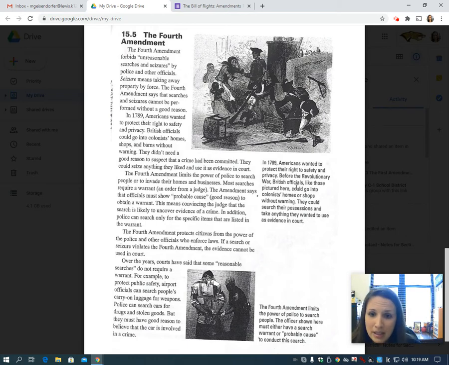It says the Fourth Amendment limits the power of the police to search people or to invade their homes and businesses. Most searches require a warrant, which is an order from a judge. The amendment says that officials must show probable cause, or good reason, to obtain a warrant. This means convincing the judge that the search is likely to uncover evidence of a crime. In addition, police can search only for the specific items that are listed in the warrant.